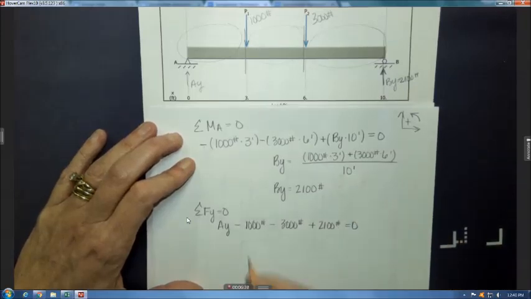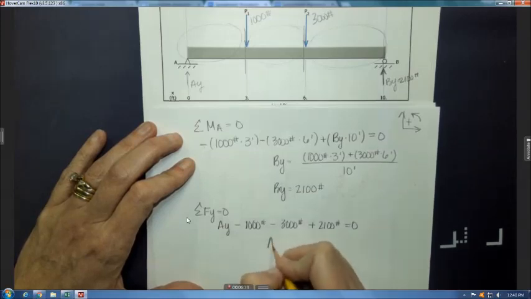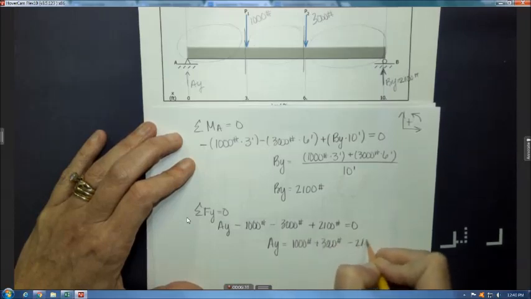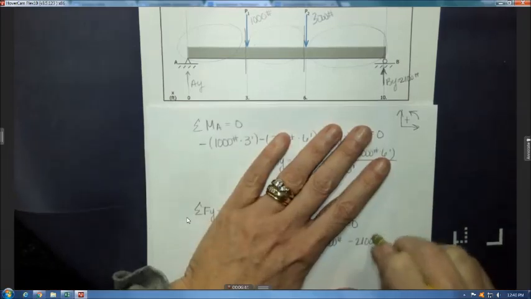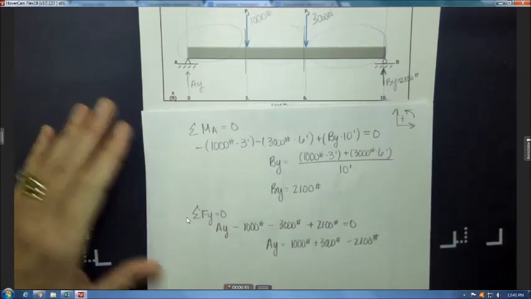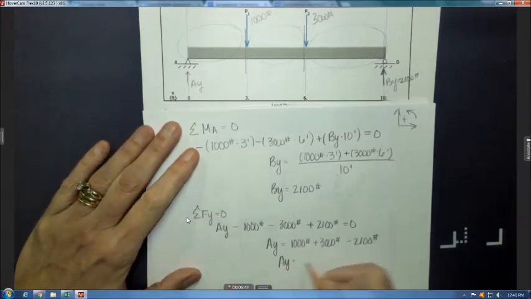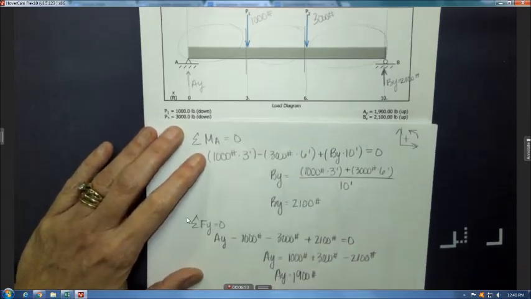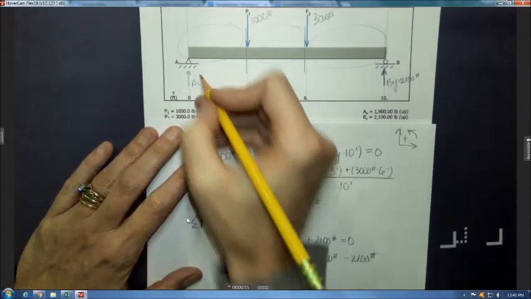So when I take this and put it on the other side, AY is equal to 1,000 positive plus 3,000 positive minus 2,100. And my AY will come out as a final answer of 1,900 pounds. And that's going up.